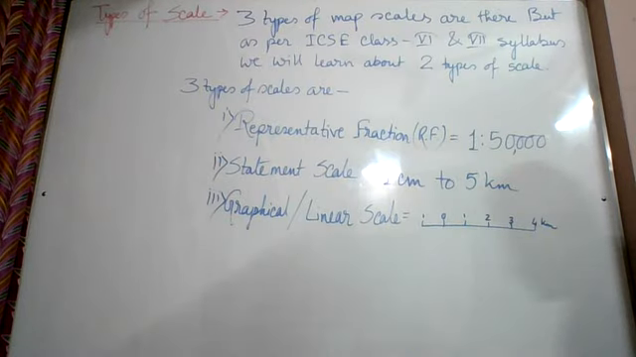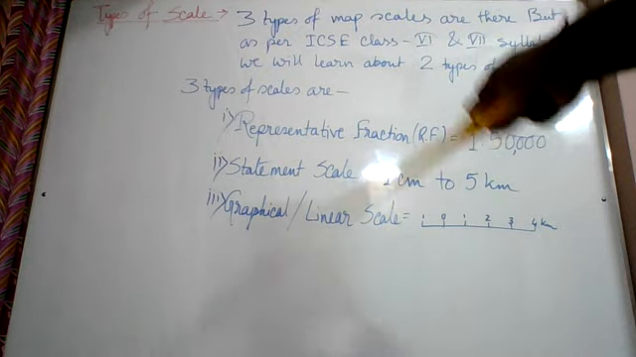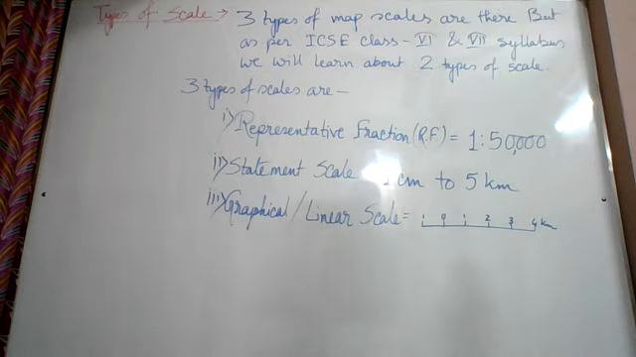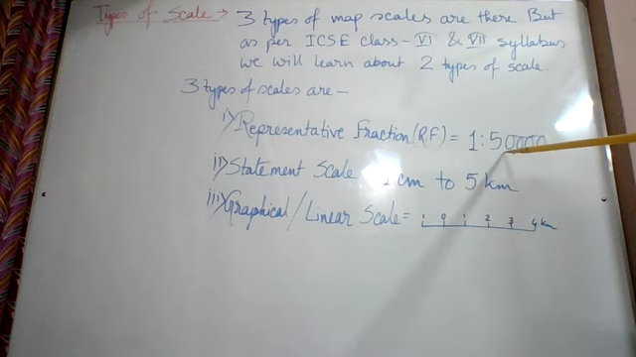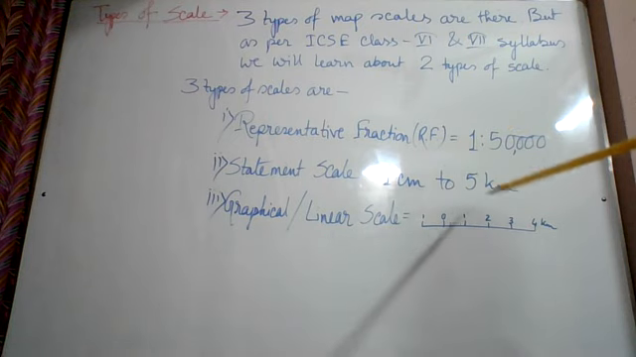Next I will discuss the types of scale. See here, there are three types of map scales, and all three I have already mentioned here. First, the representative fraction or RF. The representative fraction represents the scale without using any unit, like 1:50,000. No units are there. Second one is the statement scale, that is 1 centimeter to 5 kilometer.